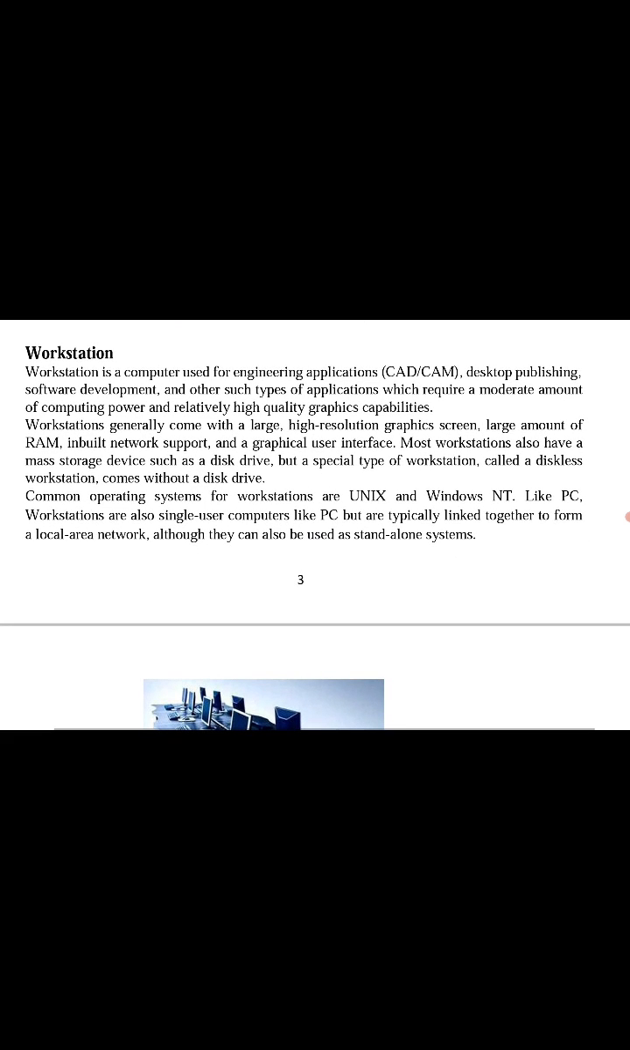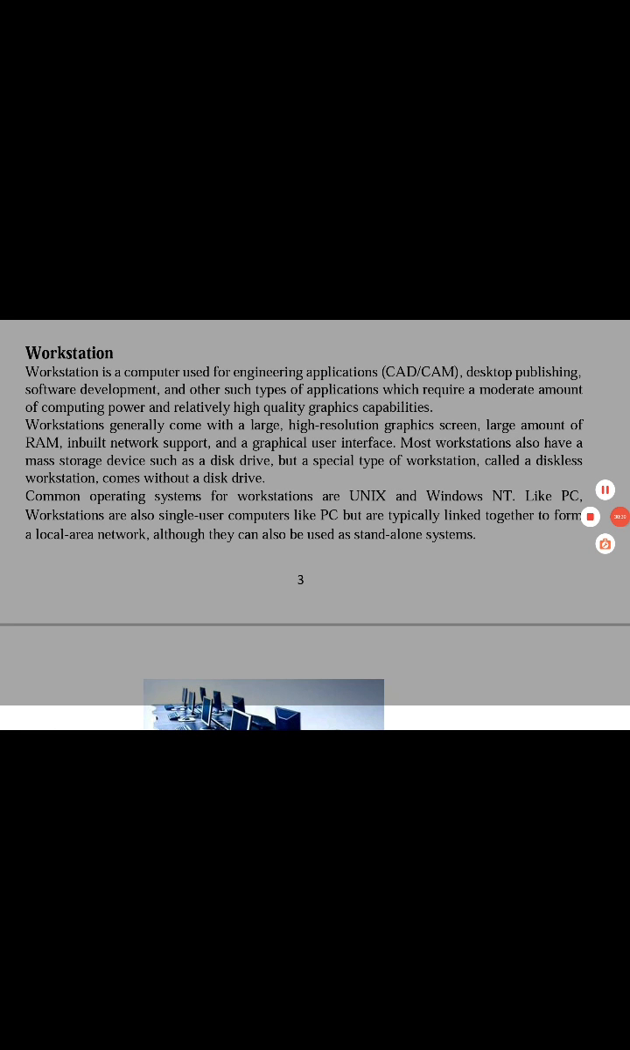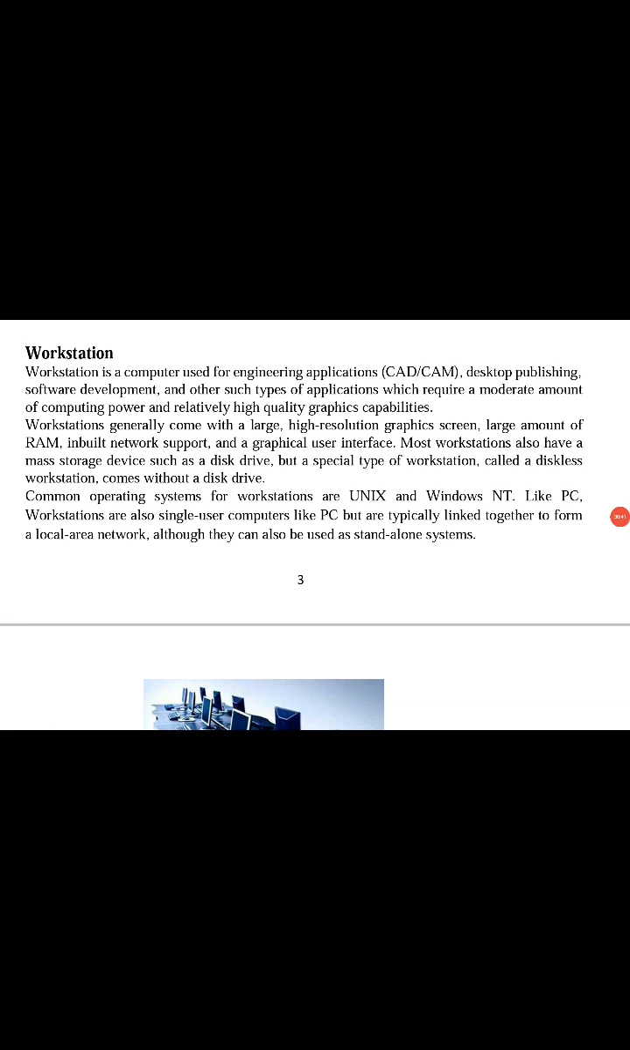A workstation is nothing but a client system. Workstations are used to connect to a network while using a client-server environment. A workstation is a computer used for engineering applications like CAD/CAM, desktop publishing, software development, and other such applications that require a moderate amount of computing power and relatively high quality graphic capabilities.